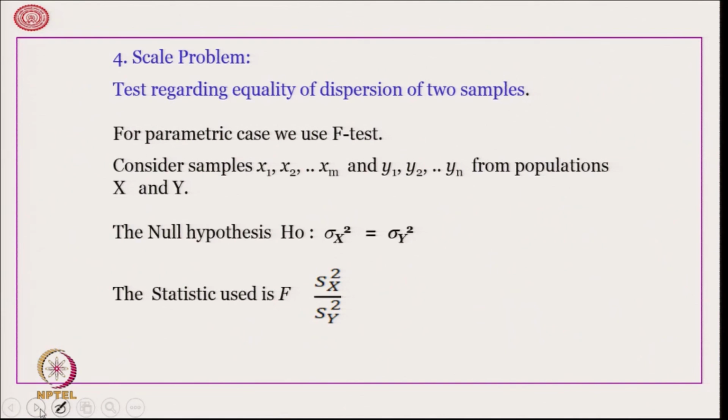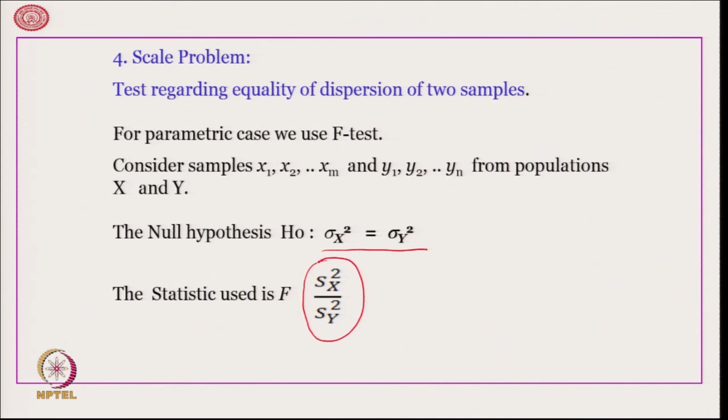For the parametric case, suppose x1, x2, ..., xm is a sample from the x population, y1, y2, ..., yn is a sample from the y population, and we are trying to test whether they have the same variance. The corresponding statistic is the F statistic, which is computed as the ratio of the two sample variances.